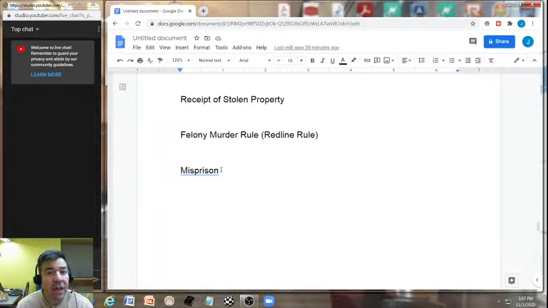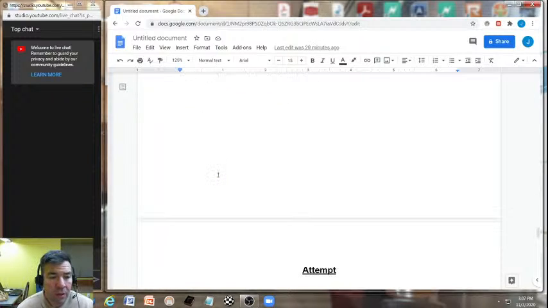So let me restate that again. I know I'm doing this 3 times, but misprison is when a co-felon holds information that would be relevant or important to the felony in question or to the conviction or apprehension of a co-felon. Something along that line would suffice for misprison.